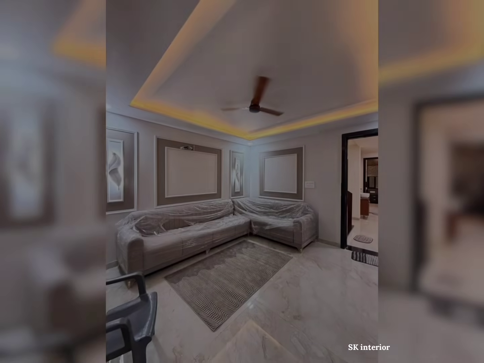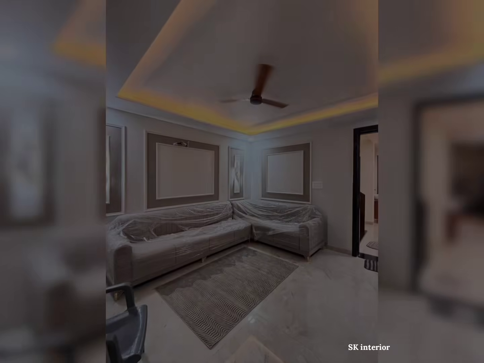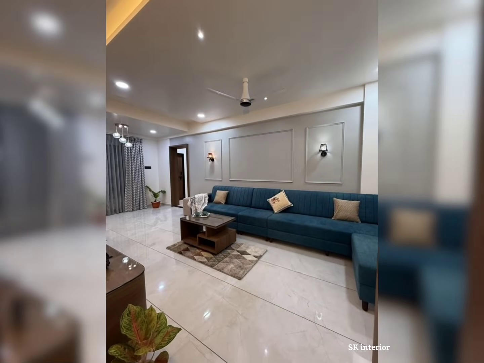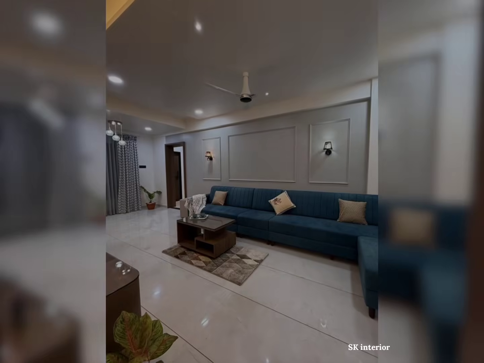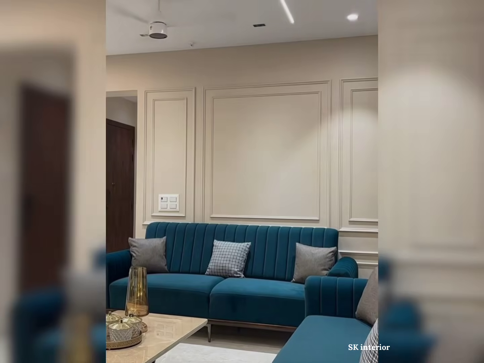Now, the types of wall moldings. POP wall moldings are the most common in India, with a smooth finish and best for modern homes. The price in India is 80 rupees per square foot. Wooden wall moldings have a premium and classic look and are long lasting. The price in India is 200 rupees per square foot.